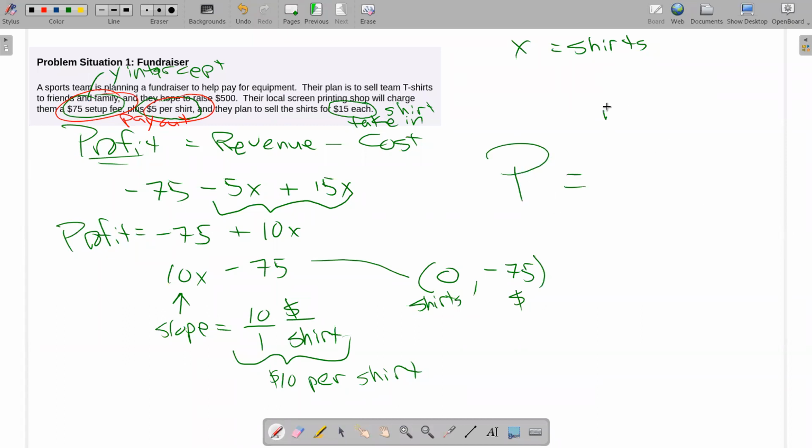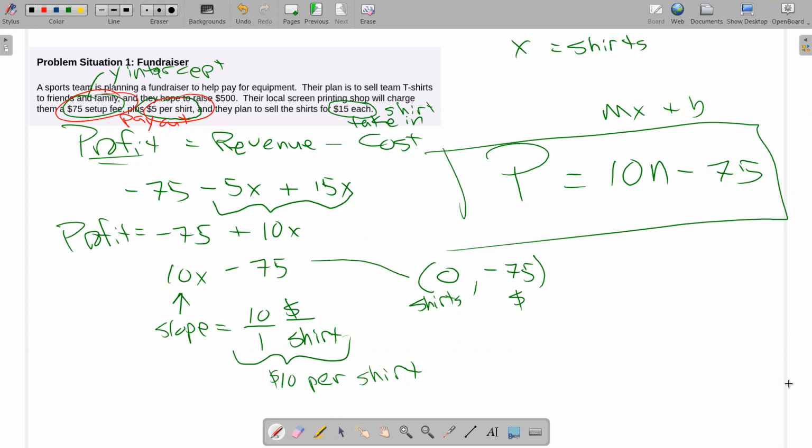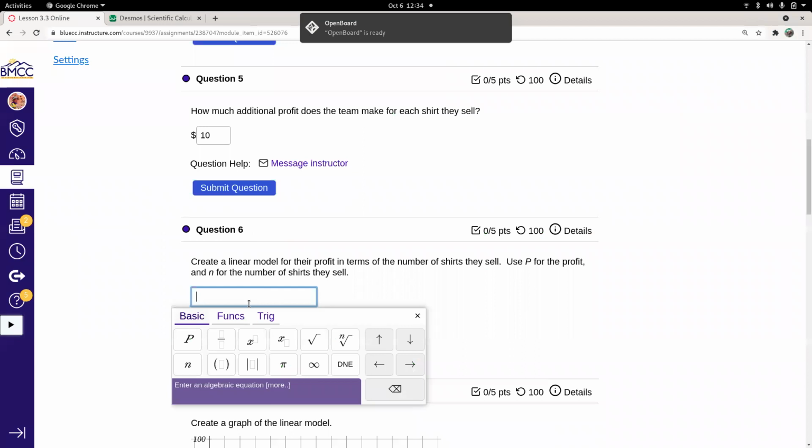And then usually we write our mx plus b next. We figured out m was 10. They don't want me to use x, they want me to use n. And then that's not a plus, it's a minus 75. So that is my equation with the variables suggested. Always use the suggested variables. So I can click on the P or type the P.